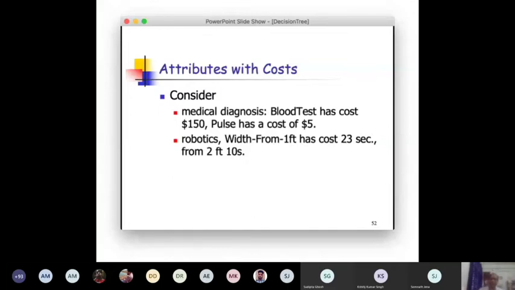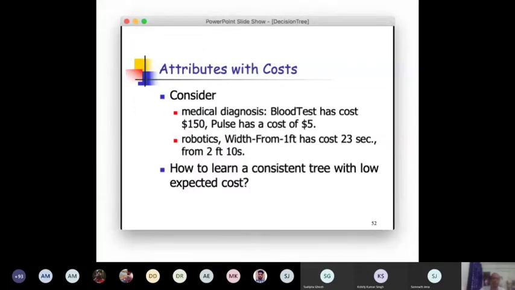So depending upon different situations, it may be a screening test initially, and then you can go for a more confirmation test if your screening test gives some indication. So how to learn a consistent tree with low expected cost? Here, once again, gain can also be modified using this cost feature. That means the higher the cost, the more information gain needs to be reduced.